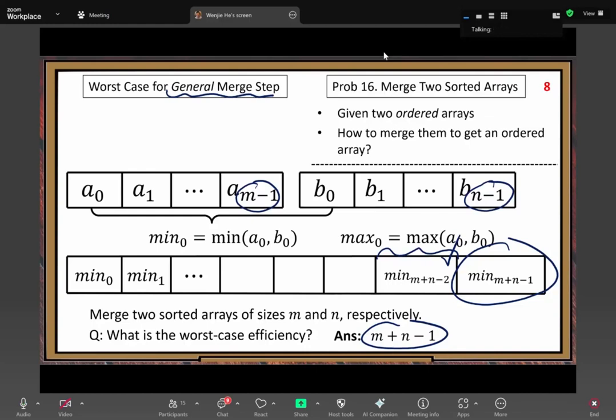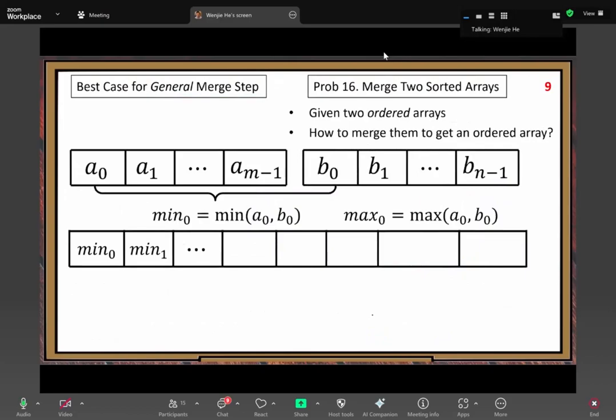Then we need to work on the best case. We only need to work on the general case, but this time for the best case. To figure out the best case, now you need to consider the minimum, because the best case corresponds to the case that you need to do the minimum number of comparisons.